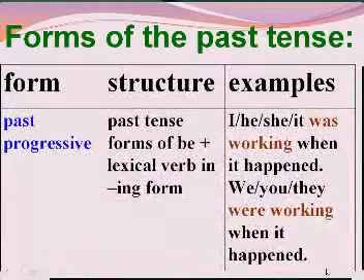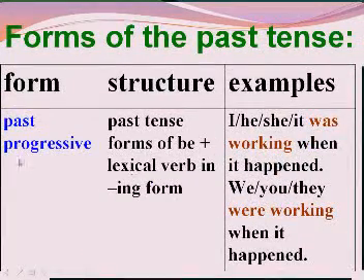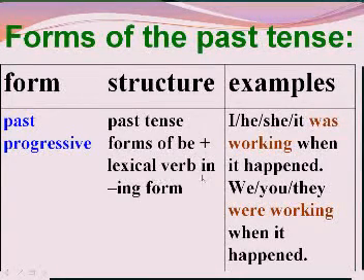Another form, the past progressive or the past continuous. Past tense forms of be, verb to be, plus lexical verb in ing form. Like, for example, I, he, she, it was working when it happened, or we, you, they were working when it happened. So we have was or were plus the verb ending in ing.